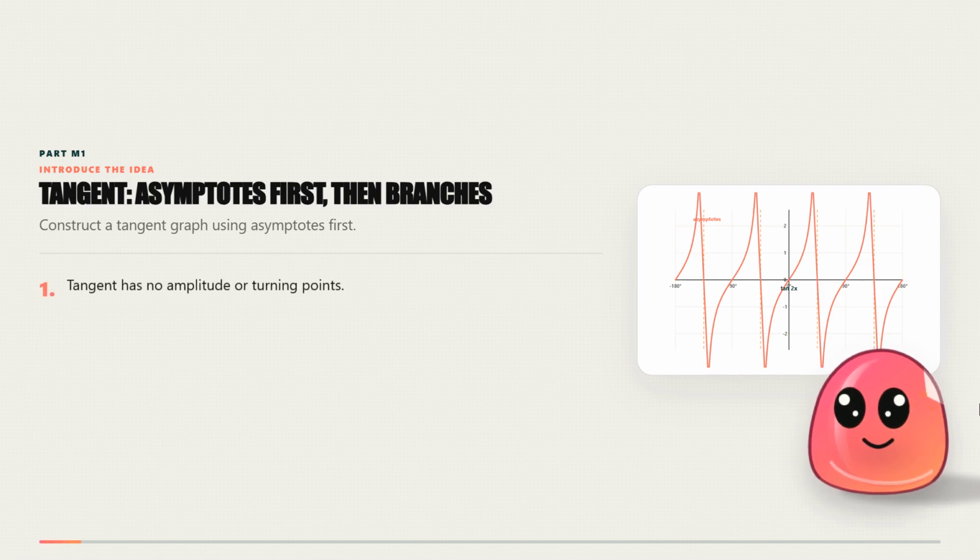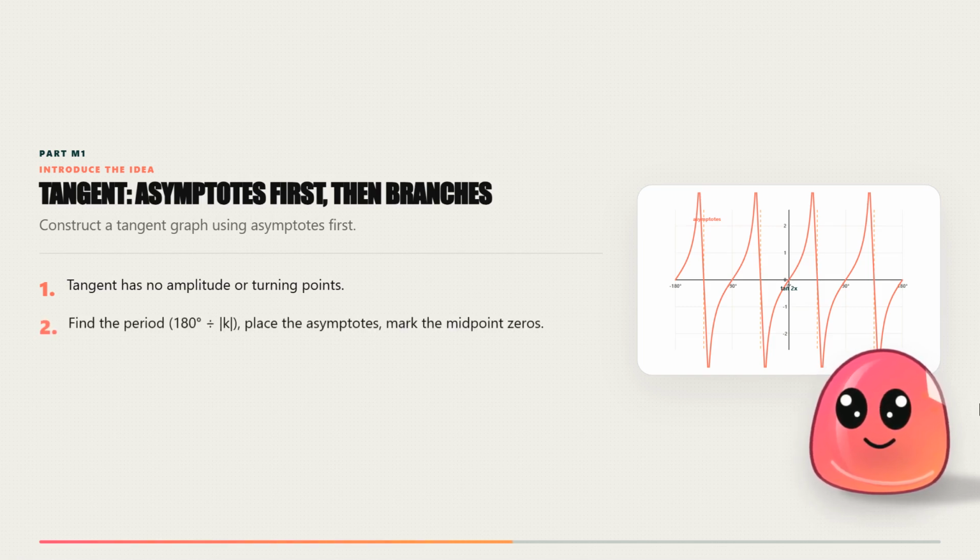Construct a tangent graph using asymptotes first. Here's the key idea. Tangent has no amplitude or turning points. Find the period, 180 degrees divided by k, place the asymptotes, mark the midpoint zeros. Draw each branch between its asymptotes.